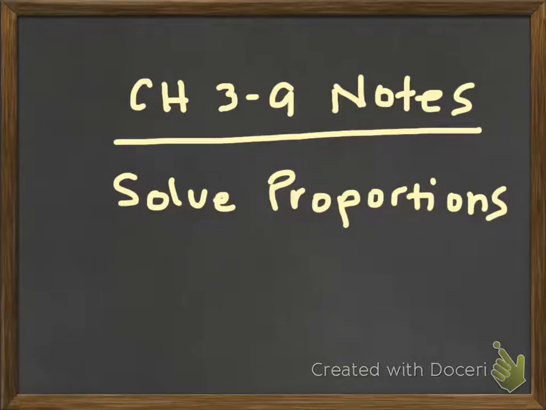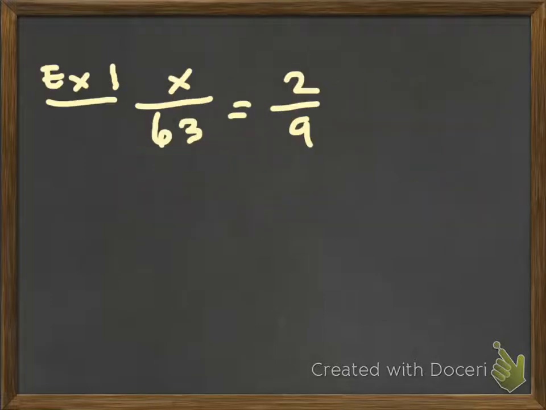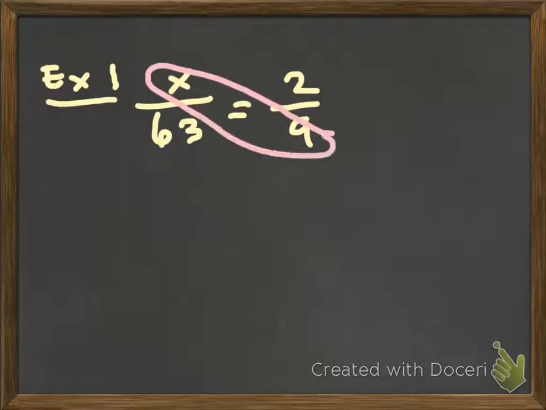Okay, Chapter 3-9 notes is solving proportions. Example 1 is x over 63 equals 2 over 9. And we solve proportions by cross multiplying and dividing. So we're going to do this way. That's 9 times x. And then this way, which is 2 times 63.